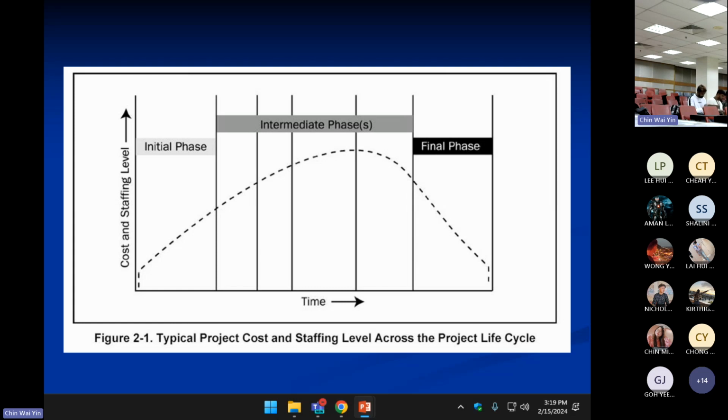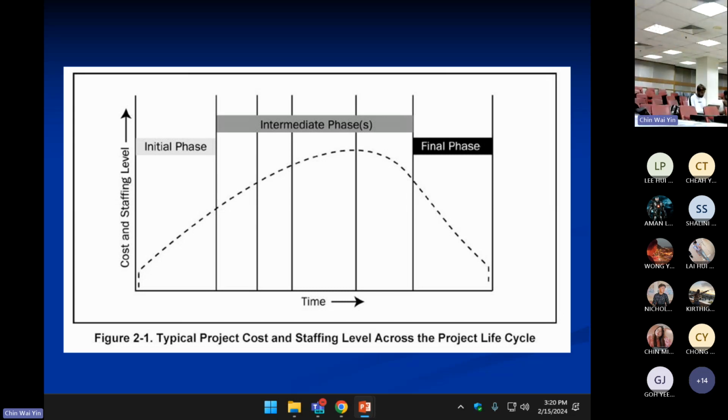Then what? The cost and the staffing increase, right? And they also peak during the intermediate phases, and then go down during the final phases. Why? Once the work has been done, what happens? You need less staff, right? The programmer, once they finish programming their part, moves on to another project already. So you don't have to pay them anymore. So you have less staff, and that's why cost and staffing decrease.